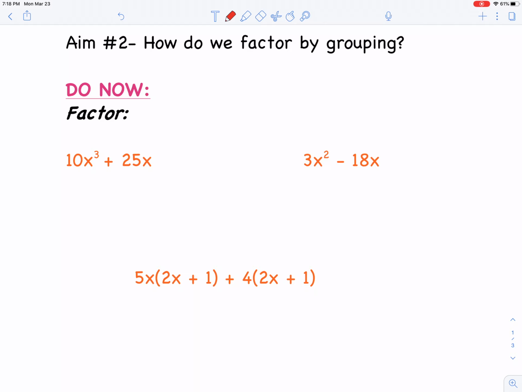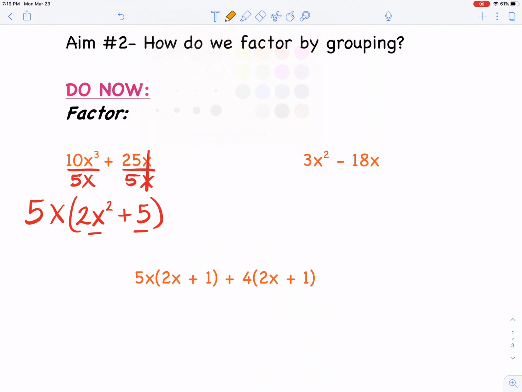In this first example, both 10x cubed and 25x could be divided by 5, since 10 and 25 have the common factor of 5. X cubed and x have the common base of x. The lower exponent is just the x to the first. So both terms get divided by 5x. If I divide, keep, subtract, I get 2x squared. Divide, the x's cancel, I get plus 5. Notice the terms inside the parentheses will not have a common factor anymore once you take out the GCF.